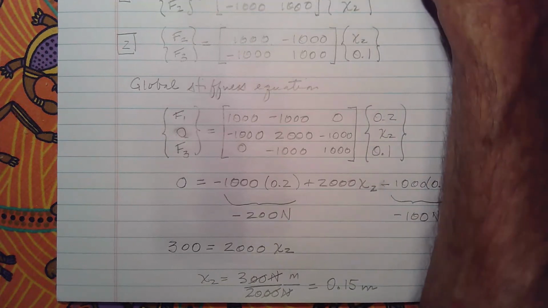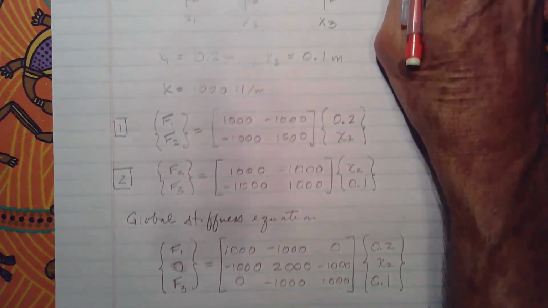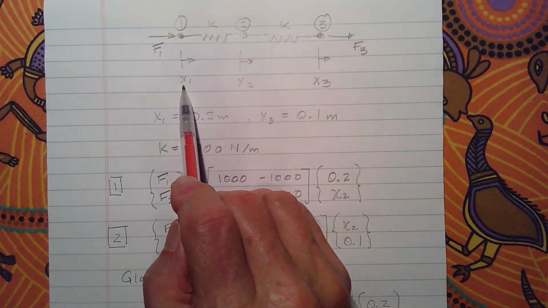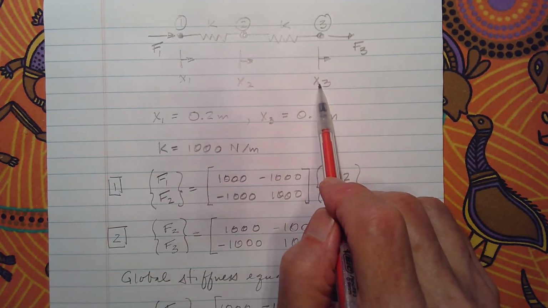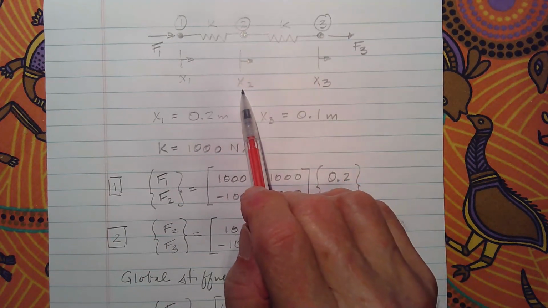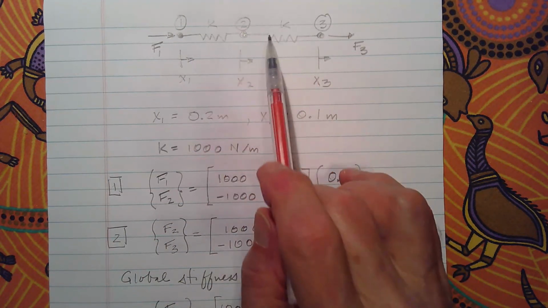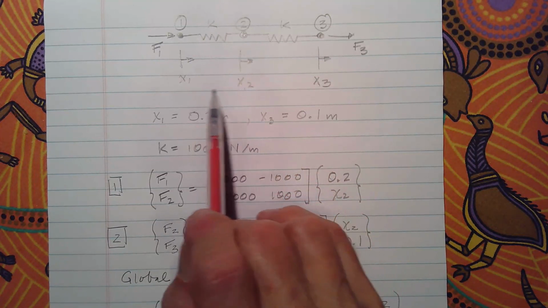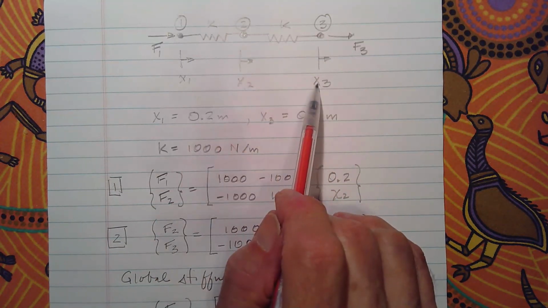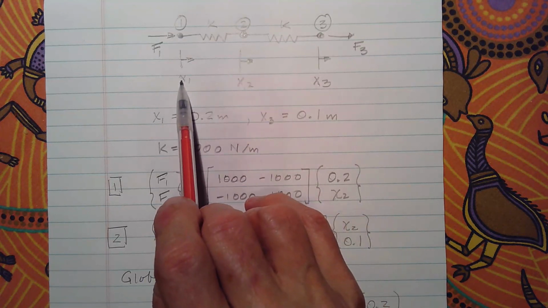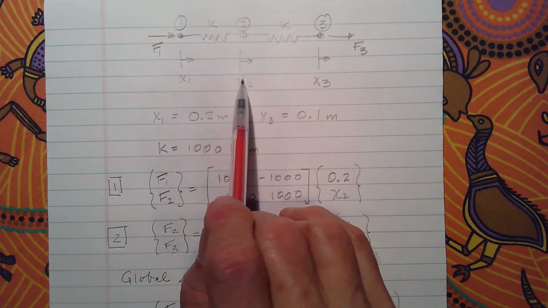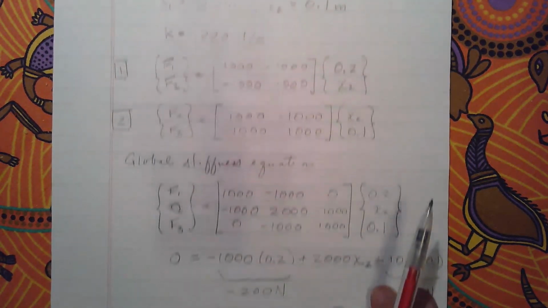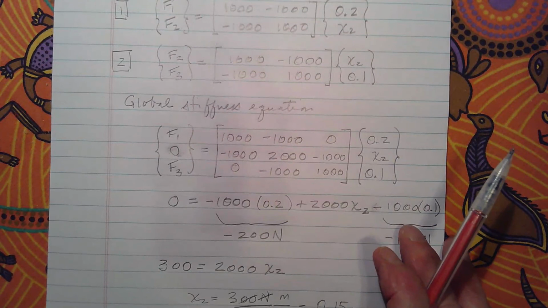Now, if we go back up and look at our original problem, we know that this moves 0.2 to the right, this moves 0.1 to the right, and now what we're finding out, if we have equal springs here, is that this moves an average of what this moves and what this moves. So this moves 0.2, this moves 0.1, and this moves 0.15, and that makes sense. Okay, so our system delivered that to us.